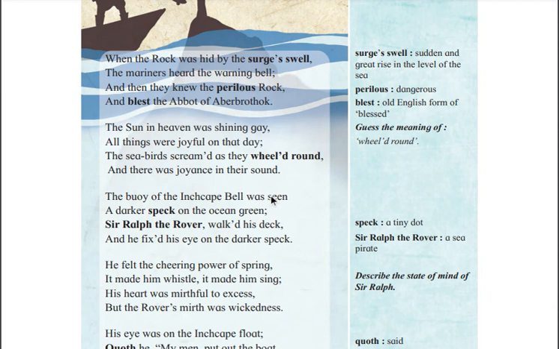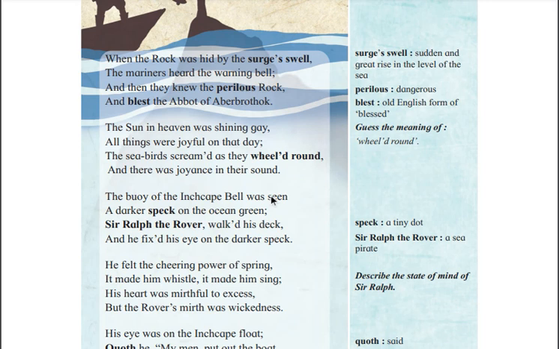Surge is nothing but the rock is hidden, like there is a big mountain inside. The mariners are hearing this warning bell which was placed by the Abbot of Aberbrothok. When they heard the sound of the bell, then they knew the perilous rock, and they blessed the Abbot of Aberbrothok. So in these four lines, the poet is explaining how the mariners listened to the sound and blessed the Abbot.